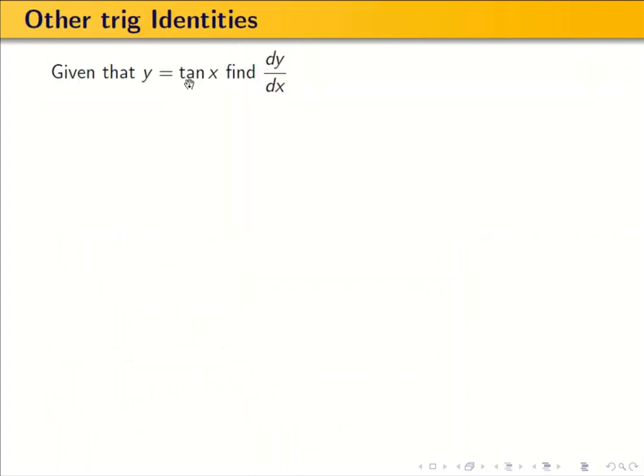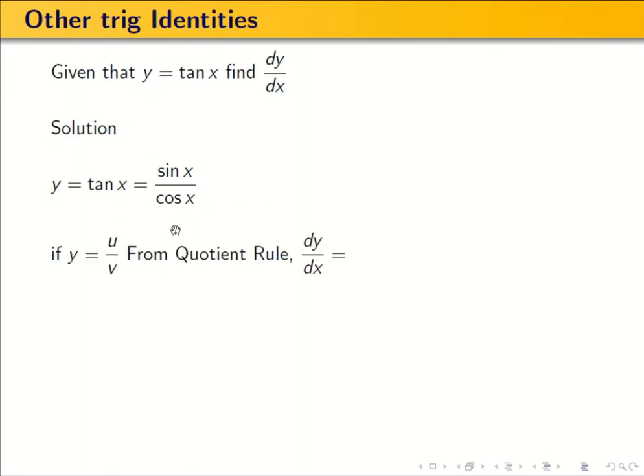Given that y equals tan x, find dy dx. How do I differentiate this? We know that we can rewrite tan x in terms of sine and cos, right? So if y equals tan x, then tan x is equal to sine x over cos x. Then from our previous knowledge on quotient rule, if you have y equals u over v, where u and v are both functions of x, then dy dx would be equal to v times the differential of the numerator, minus u times the differential of the denominator, all over v squared.